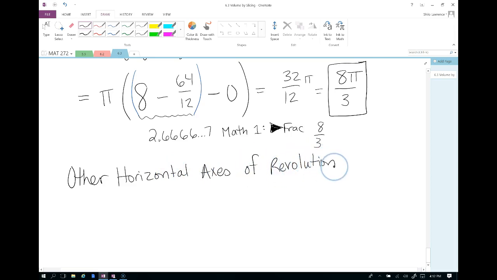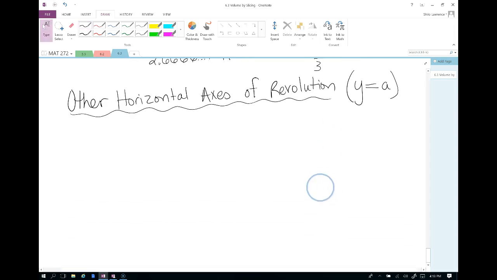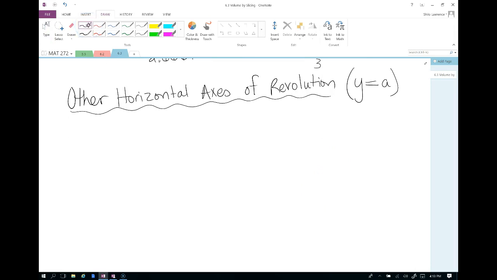And this is the last little variation that we'll see on our disk method, or our volumes by slicing. So these other horizontal axes of revolution will be given to you as y equals some number. They'll say revolve it around the line y equals 2 or y equals -5. And we want to know what exactly that's going to do. How is that going to affect what this looks like, and how is it going to affect the setup of our volume calculation? And it's really not that difficult. It really just goes back to a concept that we learn in algebra.